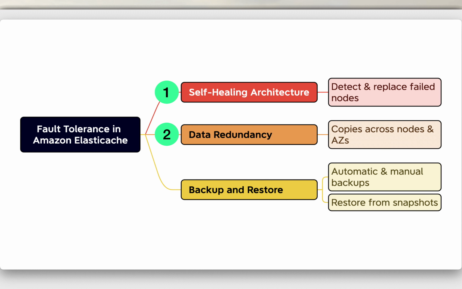Data redundancy. By maintaining copies of data across multiple nodes and AZs, ElastiCache ensures that data remains intact and accessible even in the face of component failures. 3. Backup and restore. ElastiCache allows for automatic and manual backups, ensuring that in the event of major failures, data can be restored from snapshots.